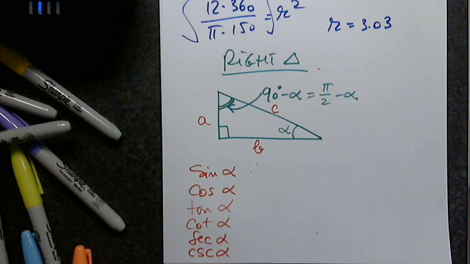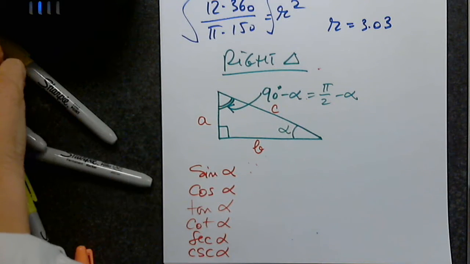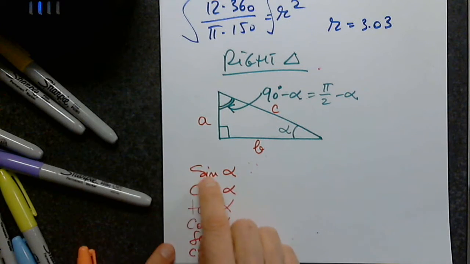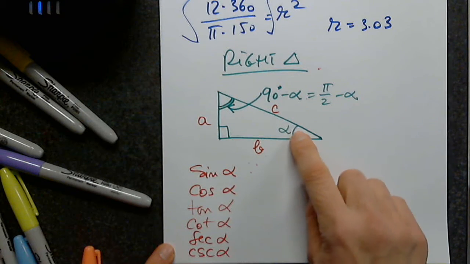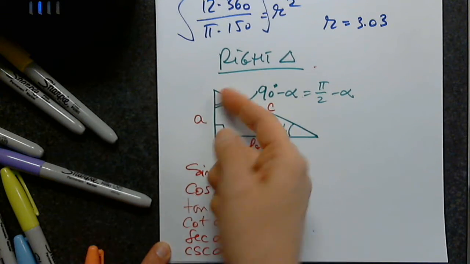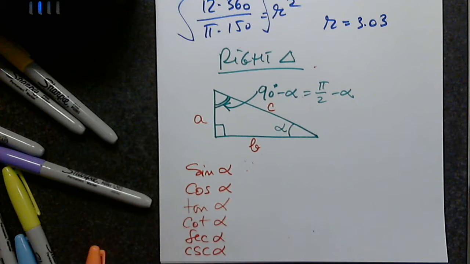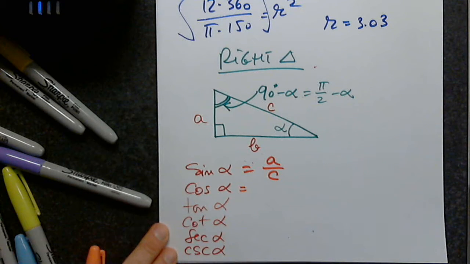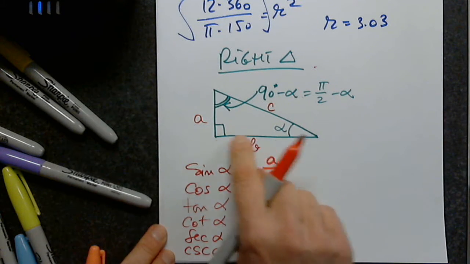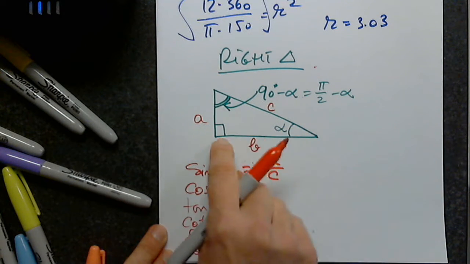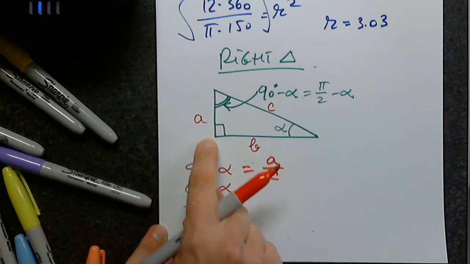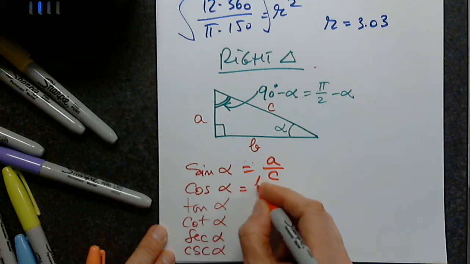We have to look at the right triangle and identify what each and every one means. The definition for sine alpha is the opposite leg over the hypotenuse. So it's A over C. Opposite leg over the hypotenuse. Cosine alpha is the adjacent leg of alpha. Adjacent leg, not opposite leg. Adjacent leg over the hypotenuse.